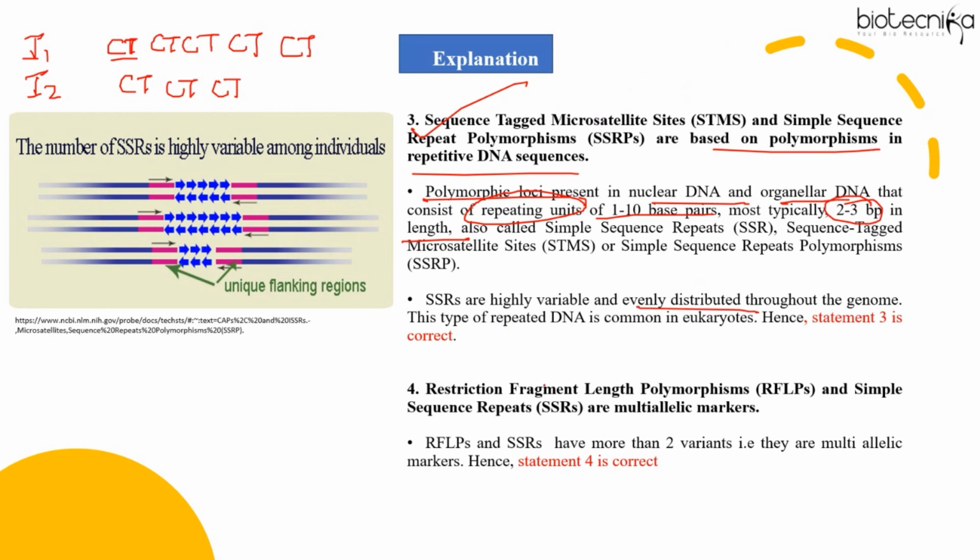Then RFLP, that stands for restriction fragment length polymorphism. RFLP helps in detecting the polymorphism on the basis of presence or absence of restriction sites. And SSR, just now I told you. So the statement is that they are multi-allelic markers. So yes, again, this statement is correct. Multi-allelic markers means they are able to detect 3 or more variant alleles for a gene. Multi-allele means when a gene is having 3 or more variant forms. Okay. So yes, they are multi-allelic markers.